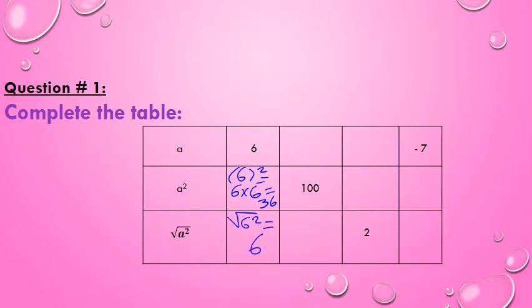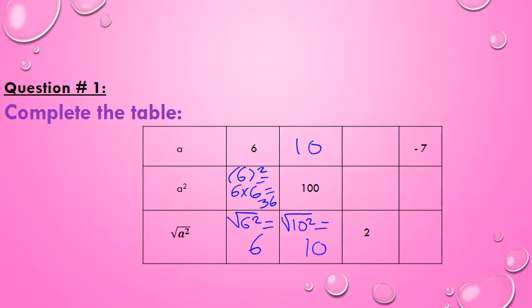Hassan, A is not given. A squared is 100. Radical A squared. If A squared is 100, what is A? 10. A is 10. How can we get radical A squared? It's radical 10 power 2, equal to? 10. Yes, it's equal to 10.